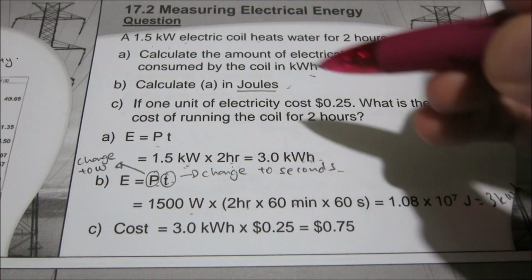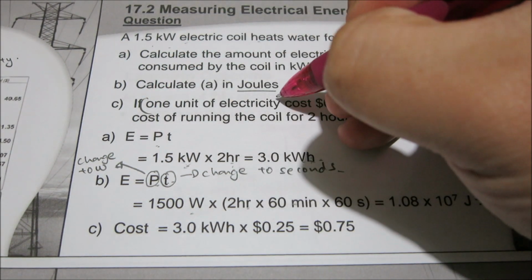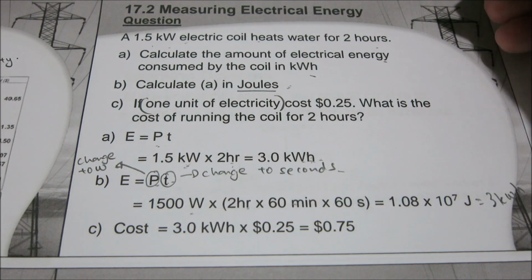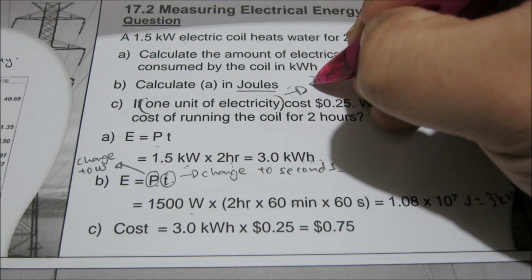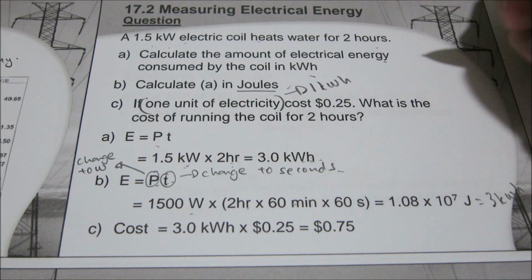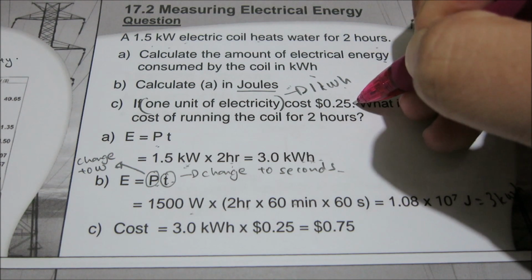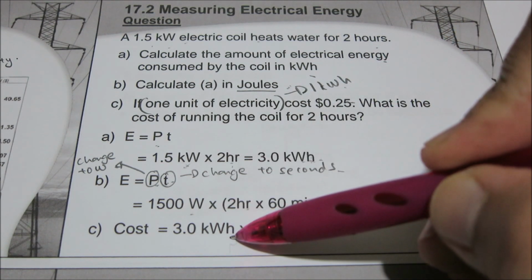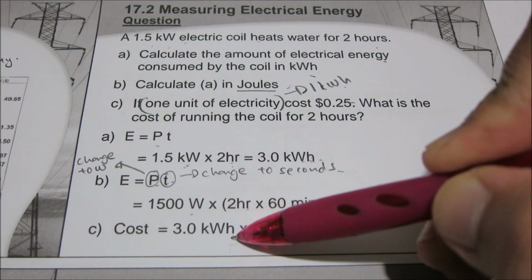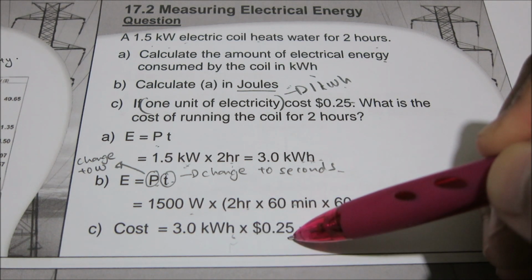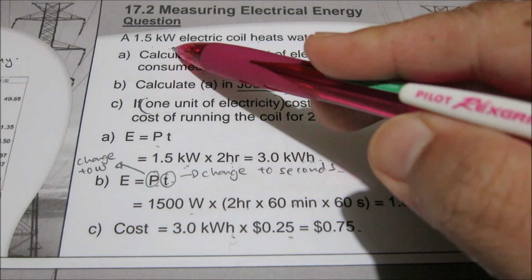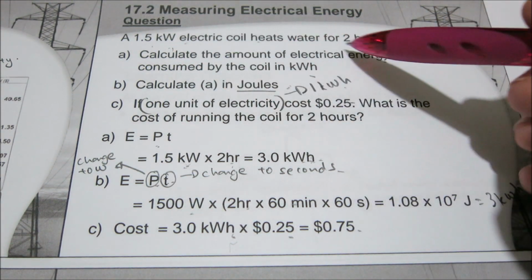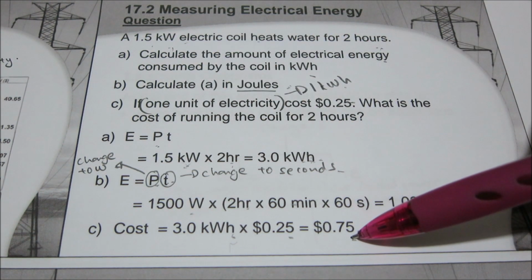Now, this is common phrasing in O levels. 1 unit of electricity costs 25 cents. So this is actually 1 kilowatt hour. So 1 kilowatt hour is 25 cents. So I use the amount of energy equivalent to 3 kilowatt hours. I multiply by 25 cents per kilowatt hour, you get 75 cents. So the cost of using this 1.5 kilowatt electrical coil for 2 hours is 75 cents.